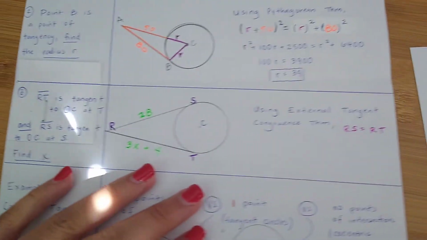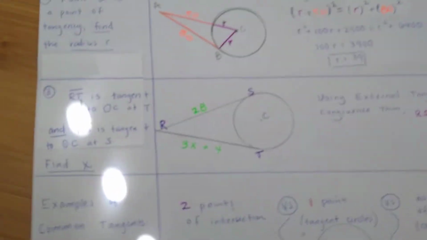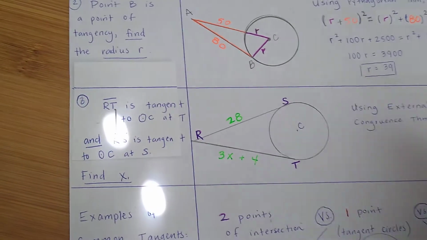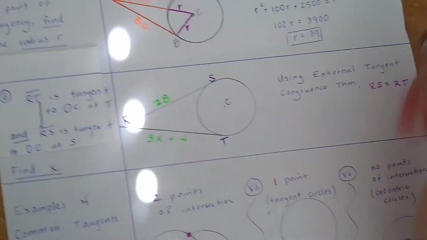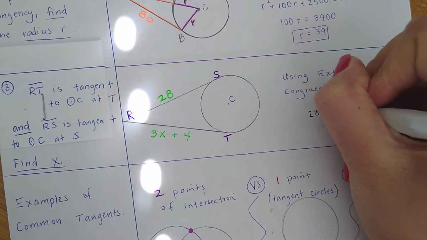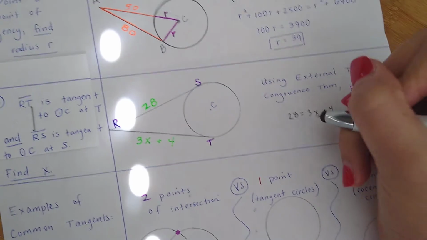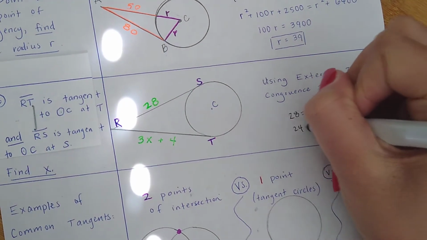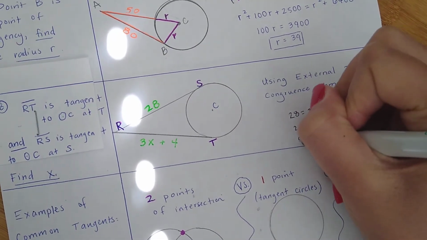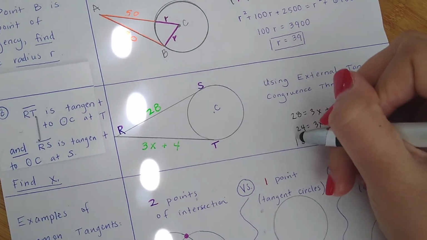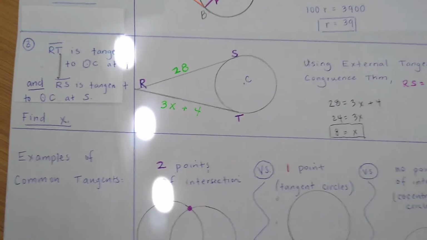You would set them equal, and you'd say 28 equals 3x plus 4. You subtract 4 from both sides. 24 equals 3x, and x equals 8. I'm going to box in my answer, and that is your x value.